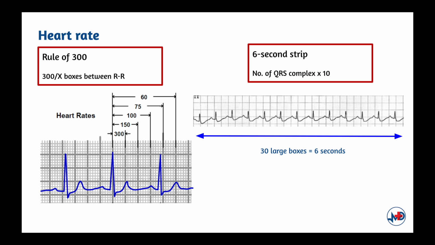Now, let's move on to heart rate calculation. The first and fast method is by using the rule of 300. Count the number of boxes between the RR interval and divide 300 by the number of boxes. Another method is using the 6-second strip of ECG paper, counting the number of QRS complexes and multiplying by 10 to arrive at a heart rate per minute.